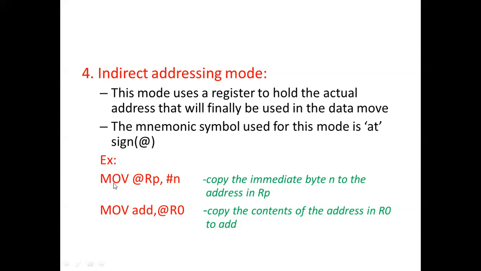Some examples you can see here: MOV @Rp, #n. It means move or copy the immediate data byte n, as the hash sign represents immediate data, to the address in Rp. Another example you can see here is MOV add, @R0. It means copy the contents of the address in R0 to the register add. These are some of the addressing modes used in the general purpose 8051 microcontroller.